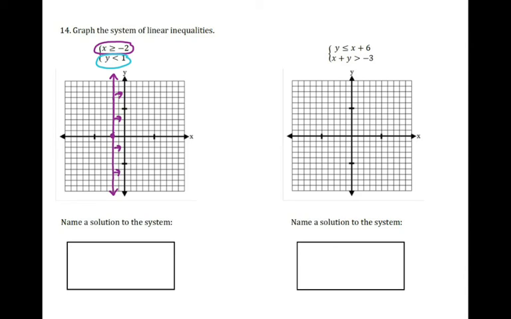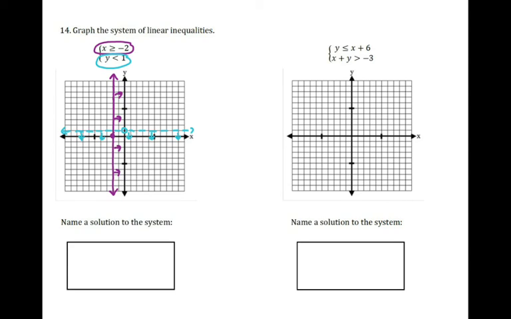This one says y is less than 1. I'm going to go to 1 on my y-axis. y equals a number is going to create a horizontal line, and I am making this one dotted because it does not have the or equal to. And all the values for y that are less than 1 would be everything that's underneath it.